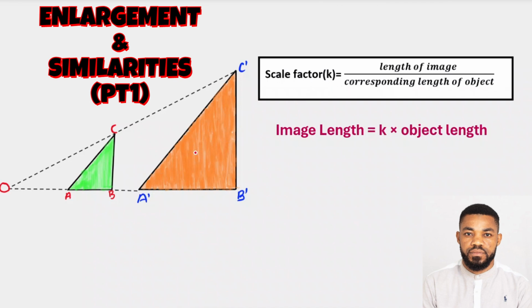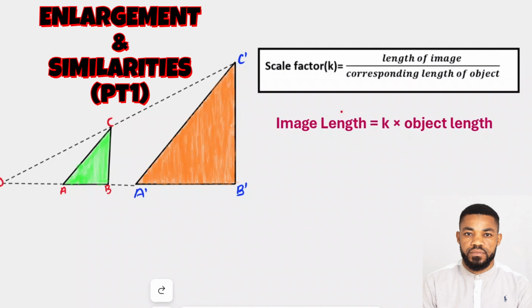So what we have here is a typical example. This is the image of this one. So we can use this formula to find the scale factor, that is K. The scale factor is equal to the length of image over corresponding length of the object. Now let's make some deduction from this formula. Scale factor is equal to length of image over corresponding length of object.